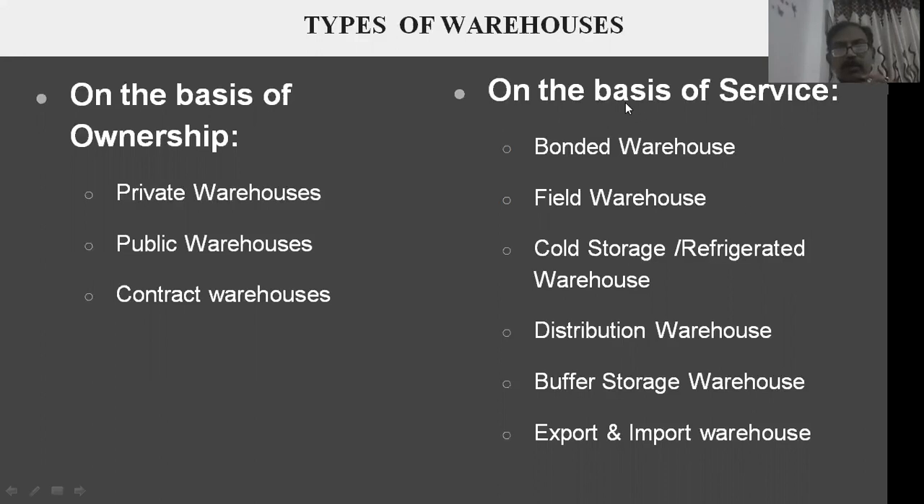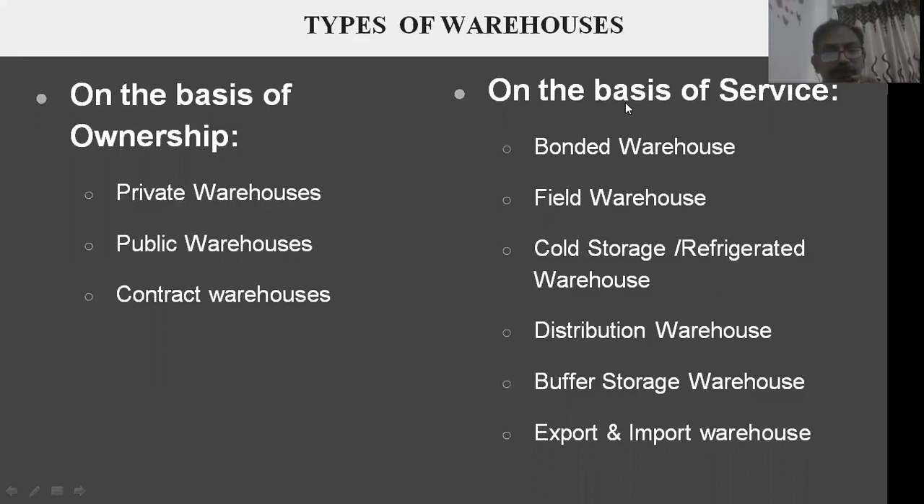Now, if we classify the warehouse on the basis of service they provide, we can classify it as a bonded warehouse, field warehouse, cold storage or refrigerated warehouse, distribution warehouse, buffer storage warehouse, export import warehouse. So bonded warehouses are usually used for import purpose.